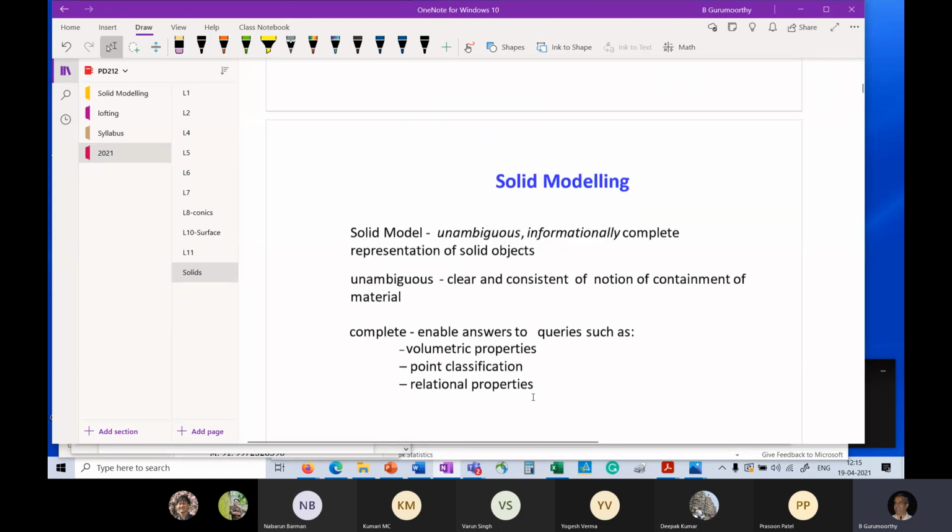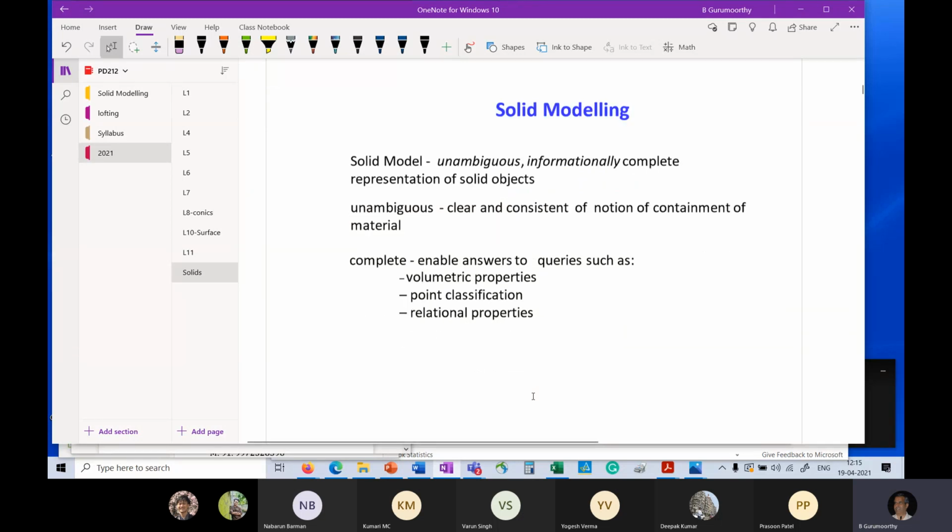So much like surfaces, in solids also the idea is that you want to have an unambiguous representation. We will see some examples of ambiguity in the representations, but for now, what we mean is that it should communicate a unique object, and it should contain all pieces of information that you need about the object. An ambiguity essentially has to do with the point set that you are interested in, the material side that you are interested in. So that must be clearly represented. And it should be informationally complete, meaning that it has enough information to be able to answer questions of interest to you.